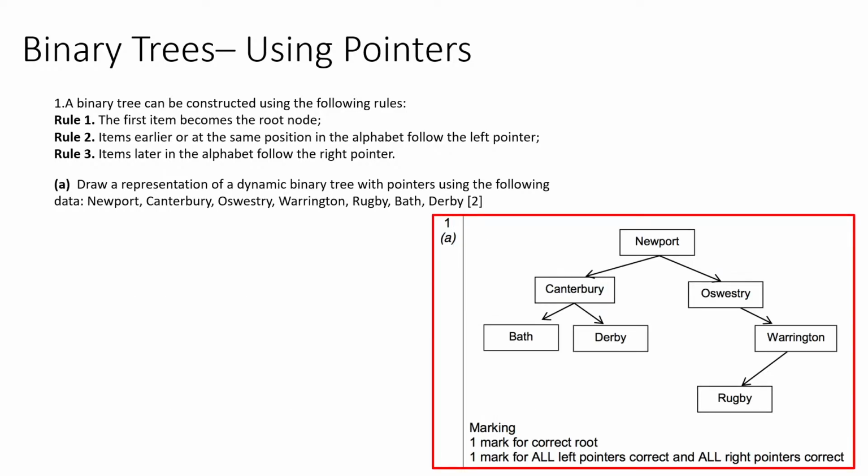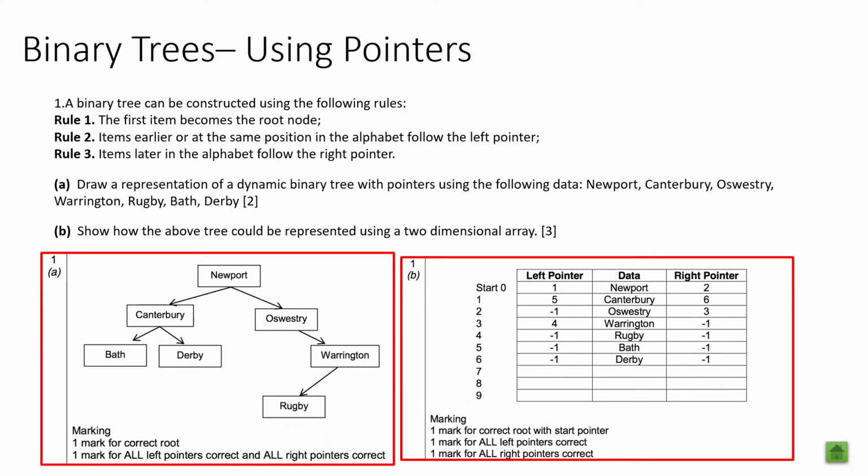These are the answers to those questions. Now, the only thing that I see is that questions like this tend to trip students up. You've been told to draw this tree, so you draw the tree. No problem with that. 2 marks. Show how the above tree could be represented using a 2-dimensional array.